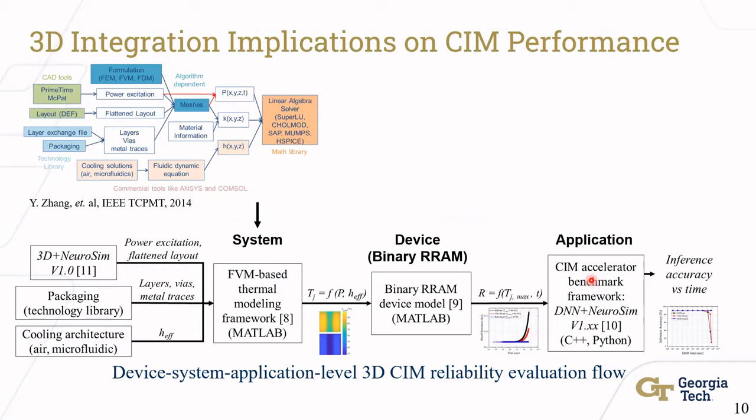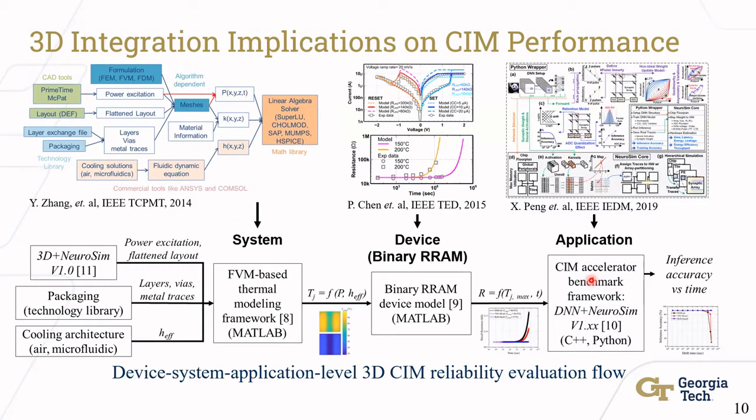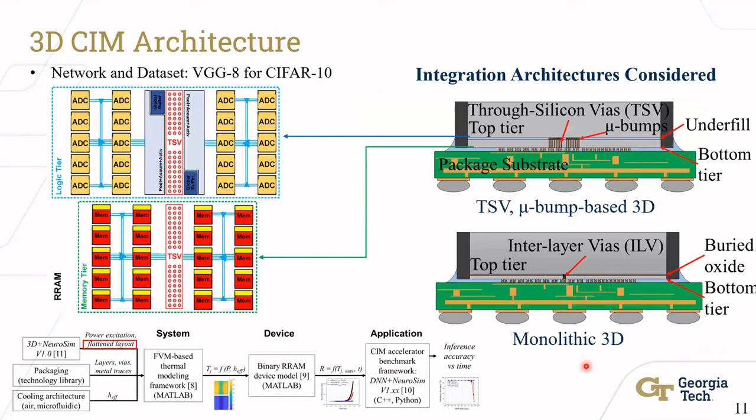So for this, we use an updated framework, a finite volume method-based thermal modeling framework for the system level evaluation, a measurement calibrated hafnium oxide-based RRAM device model for the device operation, and a neural network or compute in memory accelerator benchmark framework, which is DNN plus NeuroSim, which our collaborators developed. So for this study, we looked at the VGG8 network, and our target data set was CIFAR10. And from an integration perspective, we assumed a logic tier and a memory tier, as shown here.